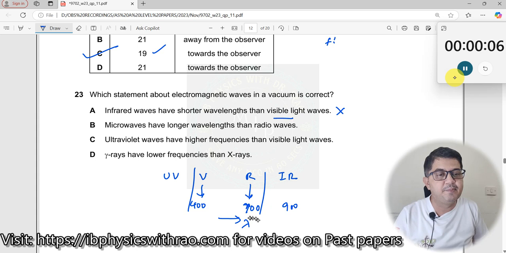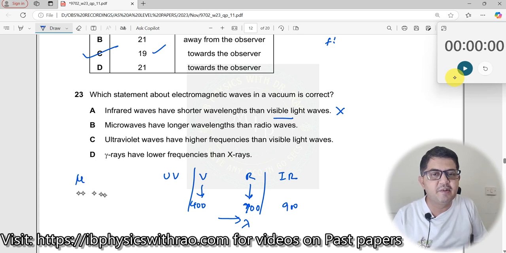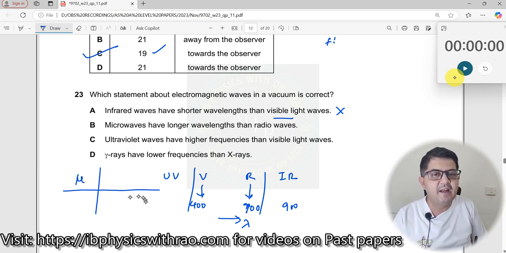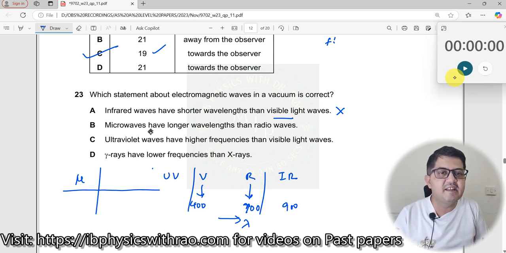This is your visible range, right? Microwaves have longer wavelengths than radio waves. Where is micro? Micro is somewhere over here. Okay, micro means small. Micro is somewhere over here, and after micro you get UV rays. Okay, and so on. So now what is he asking? Microwaves have longer wavelengths. Is it longer over here? See, microwaves will have shorter, because here if it is 400, this could be of the order of much lesser, maybe 100, 50, 80, and so on. Okay, so definitely this is also incorrect.